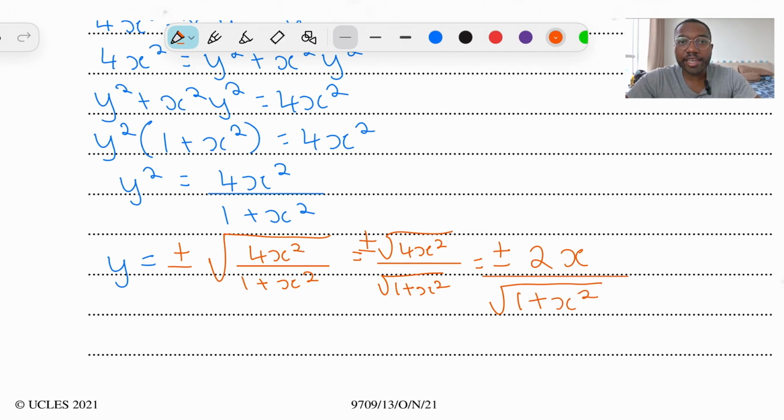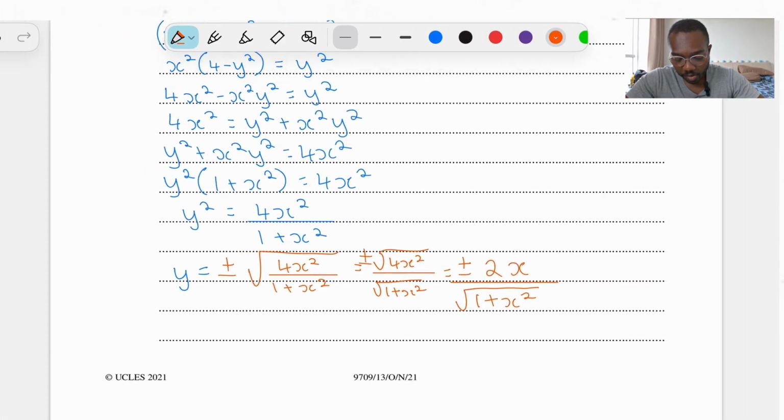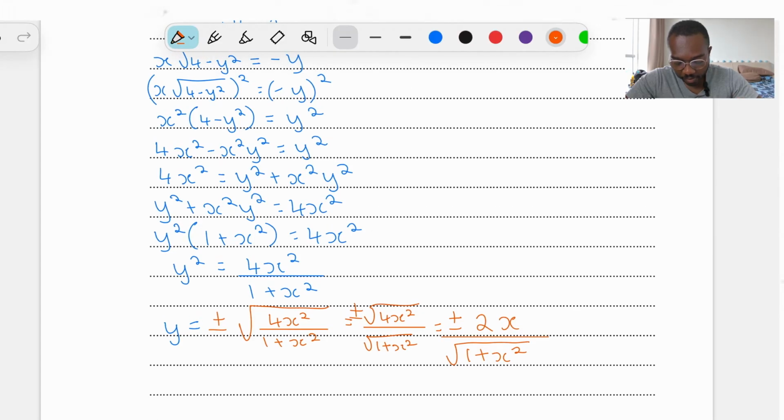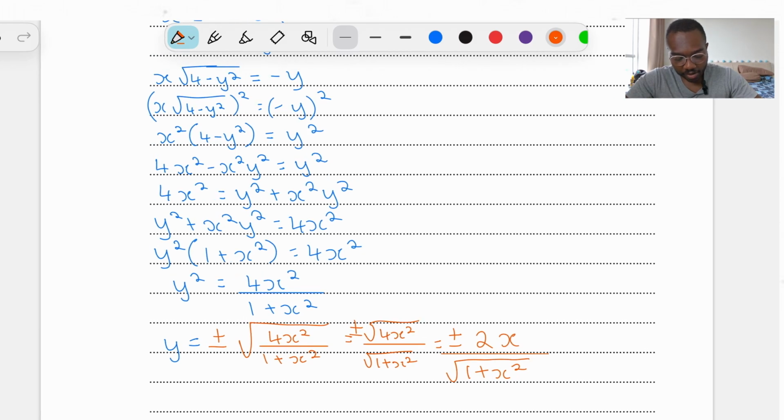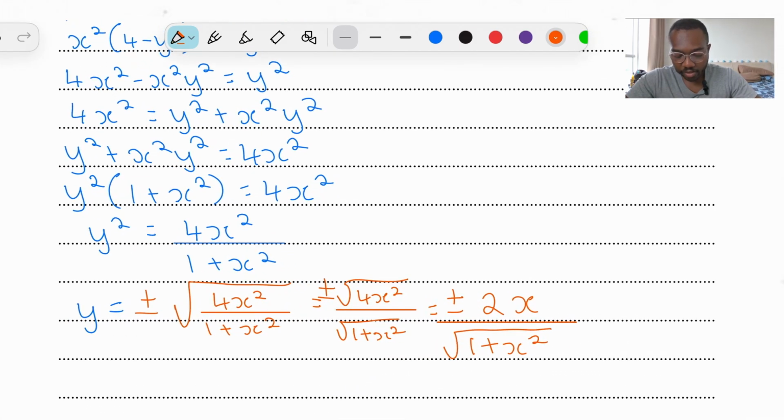But are we done yet? No, we're not. Because with these types of questions, we have a plus or minus 2x over the square root of 1 plus x squared, but the inverse of f can only be one of those values. One of those you can consider an extraneous solution. So how can we determine which of these values is correct? Is it going to be a plus or a minus 2x over the square root of 1 plus x squared?